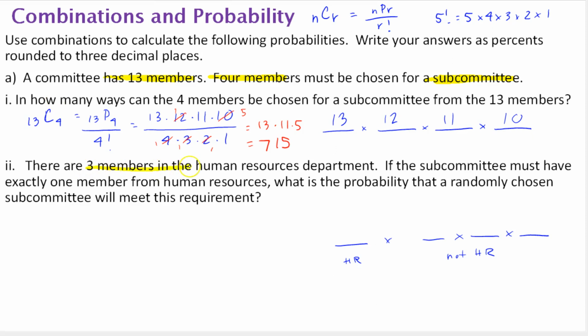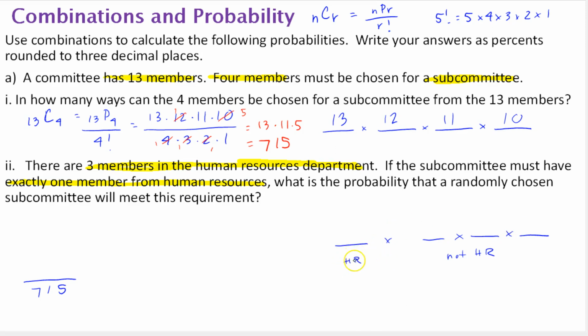There are 3 members in the Human Resources Department. If the subcommittee must have exactly 1 member from Human Resources, what is the probability that a randomly chosen subcommittee will meet this requirement? So we already know the size of the sample space, that's 715. We're going to put that over here. Now let's find the number of elements in the event space, and that's if we have exactly 1 member from Human Resources. So I have this set up here.